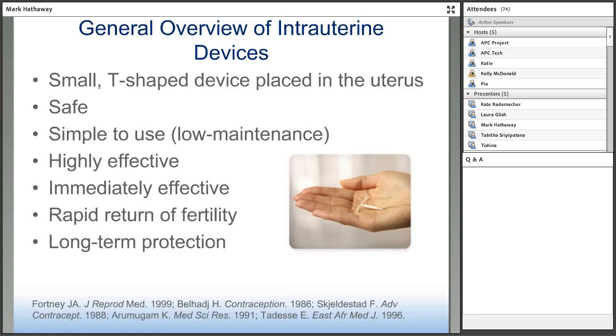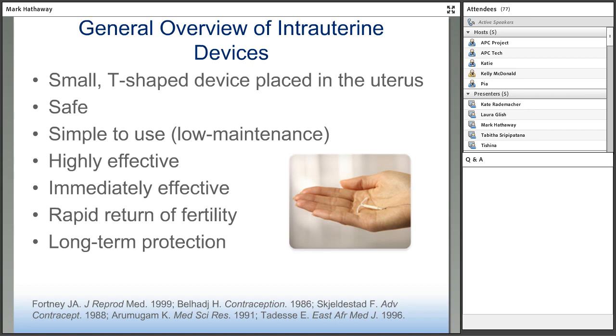In general, IUDs are small T-shaped devices that are placed in the uterus. You can see by this picture, they fit in the palm of one's hand. They're simple to use, also known as low maintenance. They are highly effective, immediately effective, and very safe. I often use three phrases together: I say these methods are incredibly safe, incredibly simple, and incredibly effective. And indeed, the effectiveness is almost immediate.